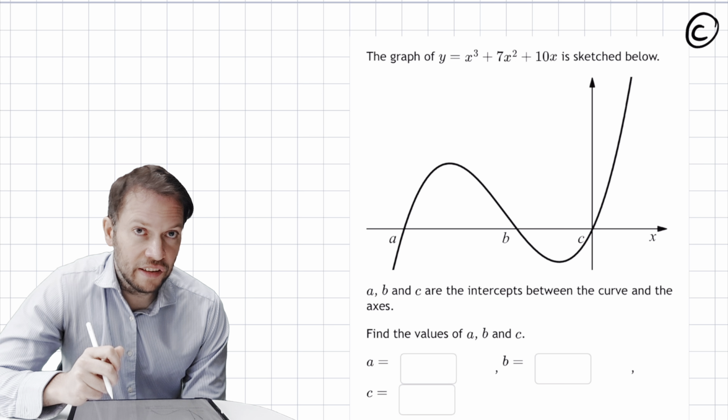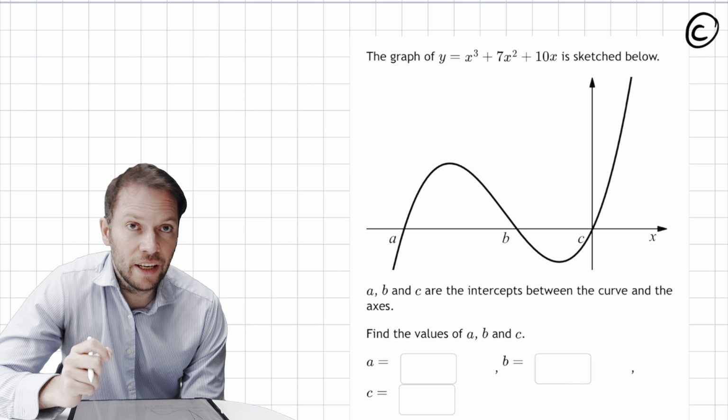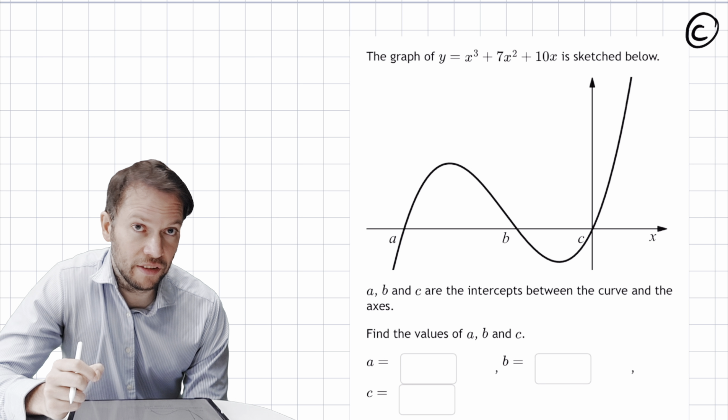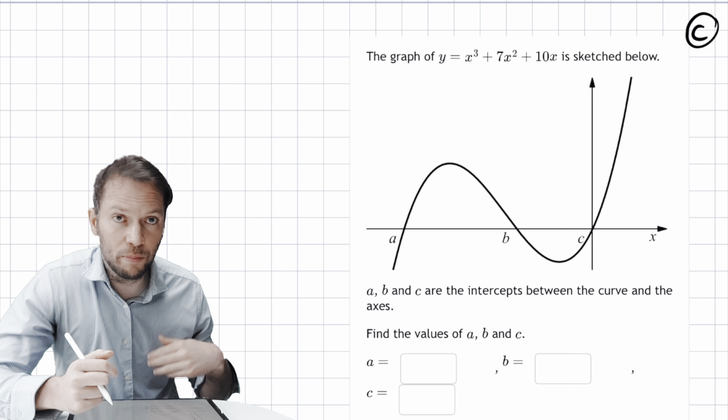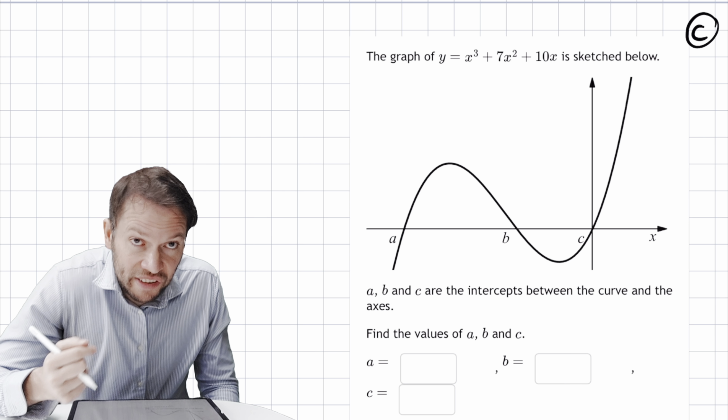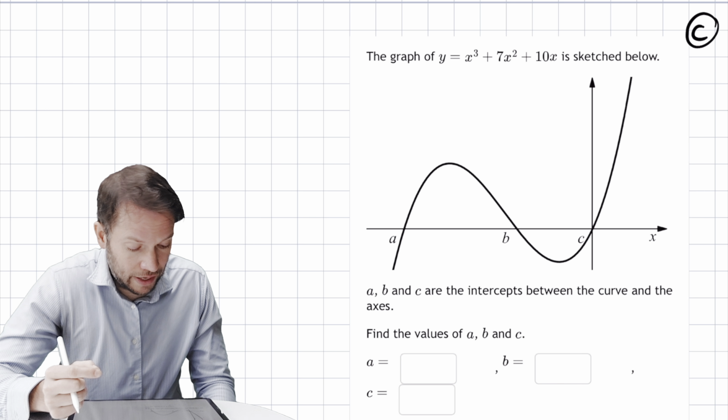Hi, in this video we're going to see how we can sketch a cubic that is not factorized, that we have to do the factorization ourselves. Now, I suggest you watch a previous video where we sketch cubics where they are in factorized form.